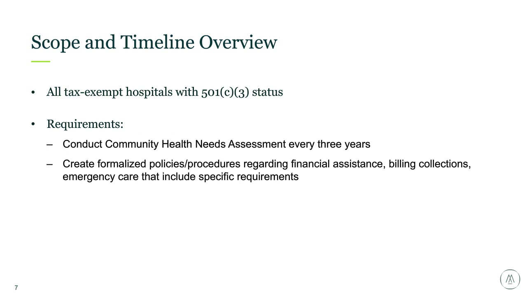We wanted to start with timeline and scope to make sure we're all on the same page. 501R relates to all tax-exempt hospitals with 501(c)(3) status. That's an important clarification. The big picture requirements are included here. You need to conduct a community health needs assessment every 3 years. You also need to formalize process procedures regarding financial assistance, billing and collection, and emergency care, which definitely includes specific requirements.